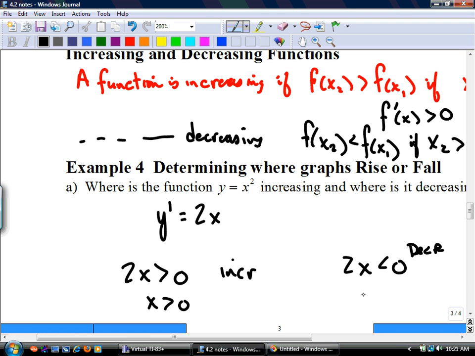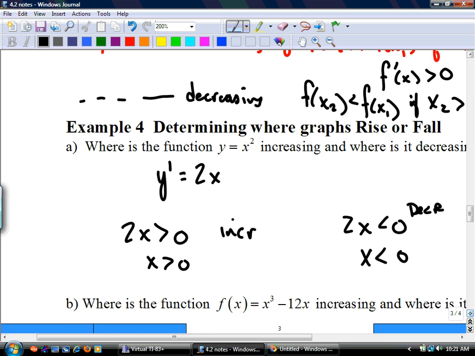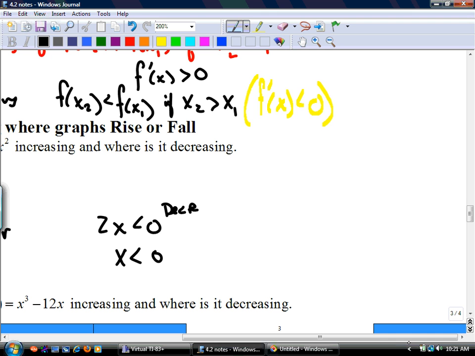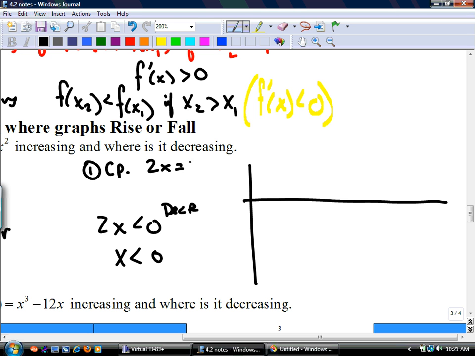Okay, now I don't actually do it this way. This is too much work. This might seem like more work, but it's not. The first thing we need to do is find the critical point, CP. 2x equals 0, therefore x equals 0. You're looking at me going, what is this? I'll explain what I'm doing in a second.